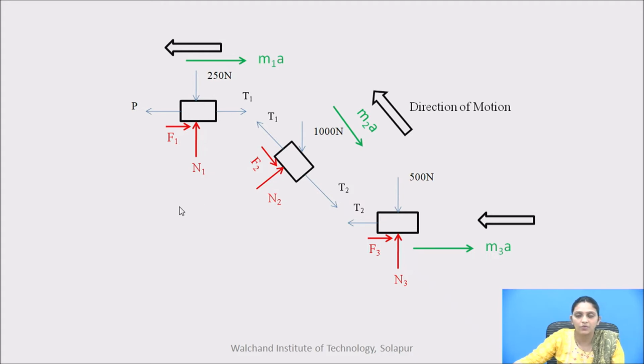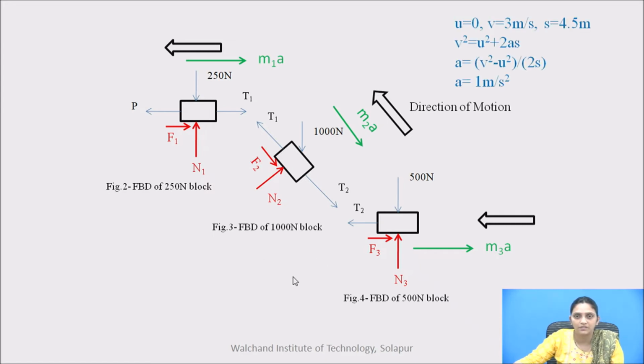So this is the free body diagram of each individual block. This is the free body diagram of the 250 Newton block, this is for the 1000 Newton block, and this is for the 500 Newton block. So we have completed the free body diagrams.